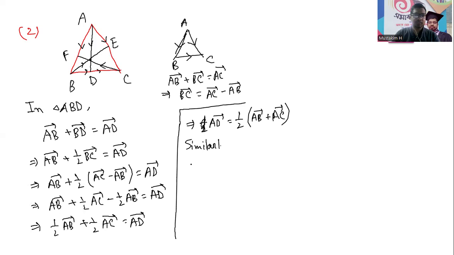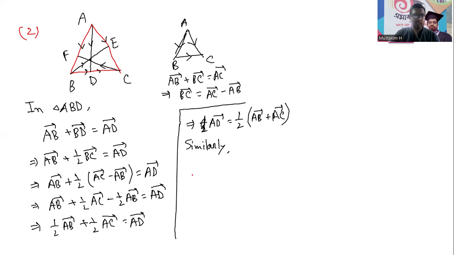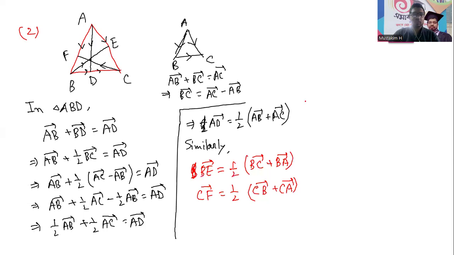Similarly, we can write the other two vectors. BE vector equals half of the BC plus BA vectors, so from B there is BC and BA. And CF vector equals half of CB plus CA.